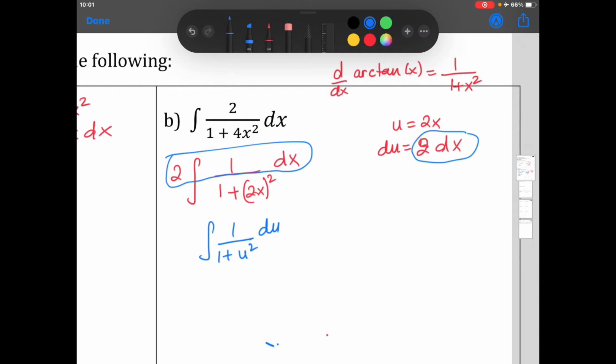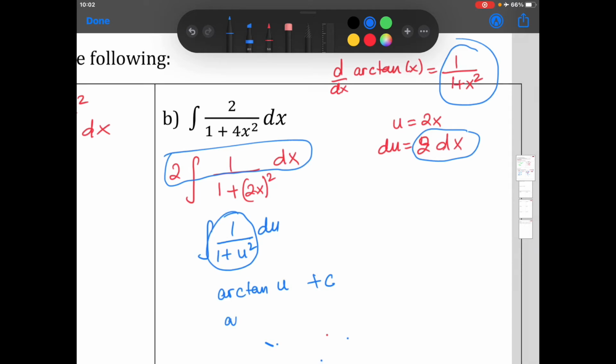And now you should immediately be able to recognize this, which we wrote up here. This was arctangent of x, this would be arctangent of u plus c. And now all you have to do is substitute your u back. Your u was 2x, so arctangent of 2x plus c.